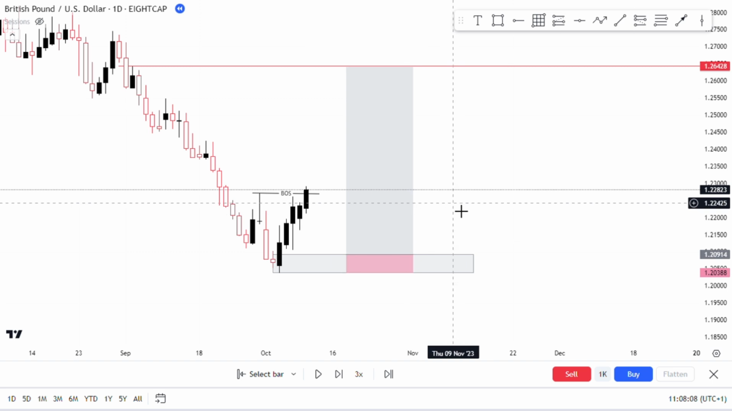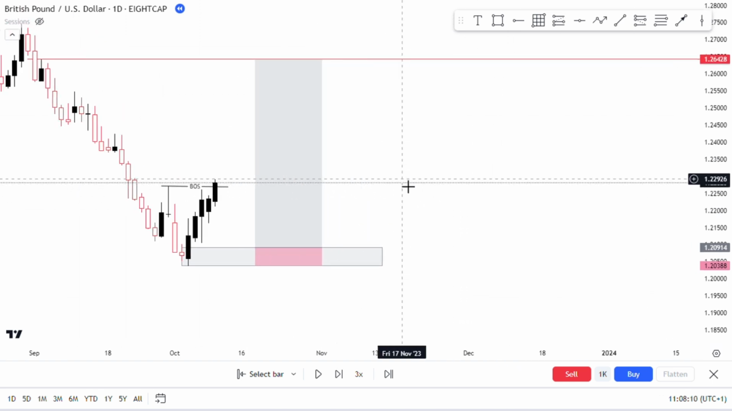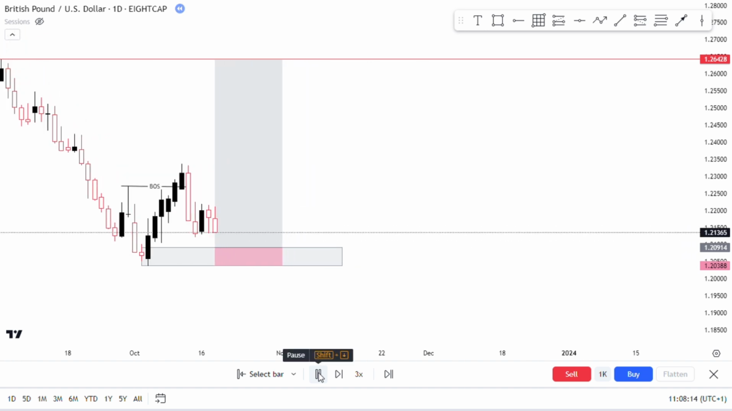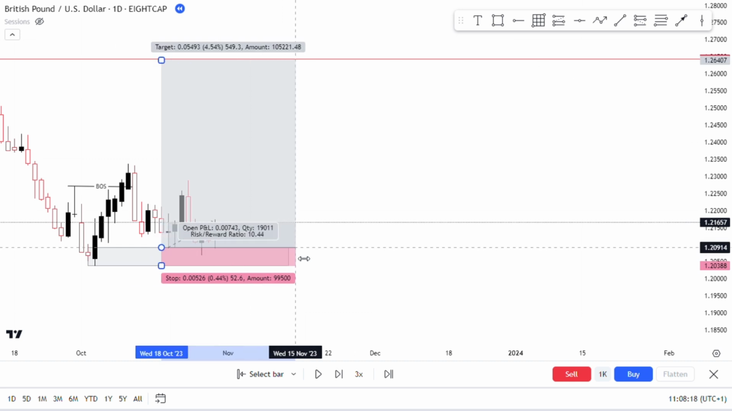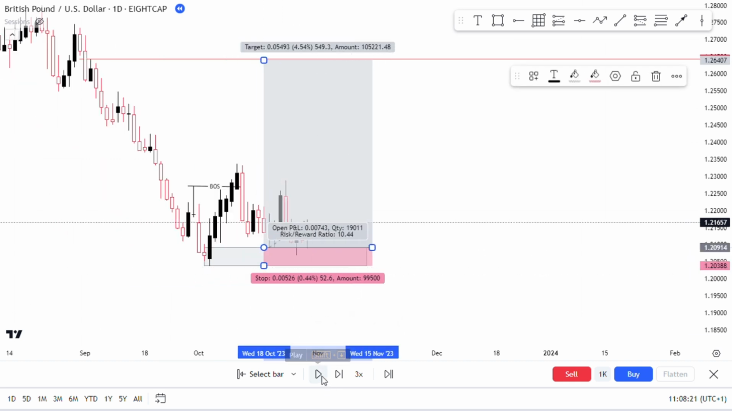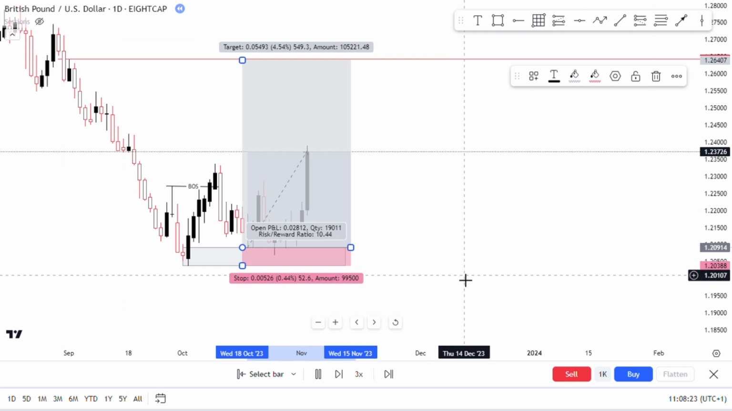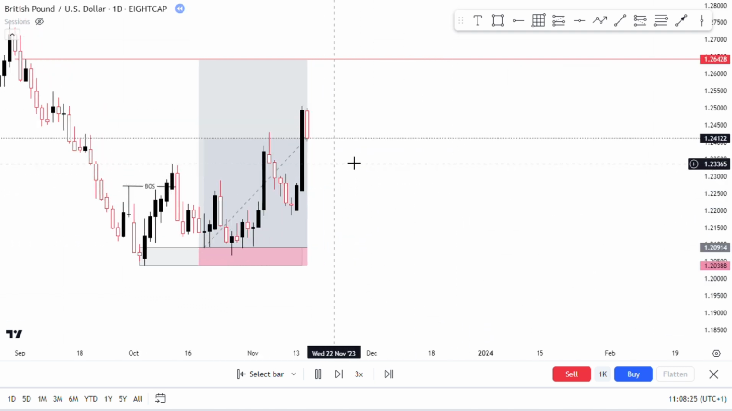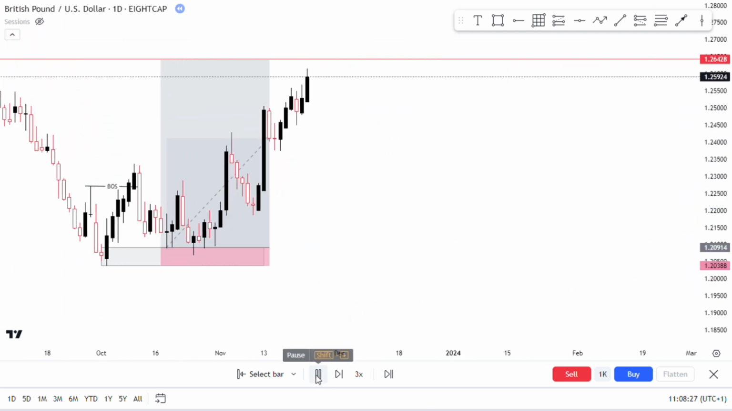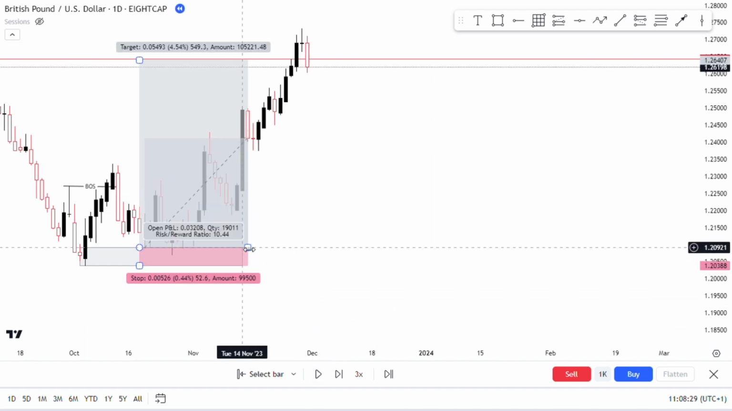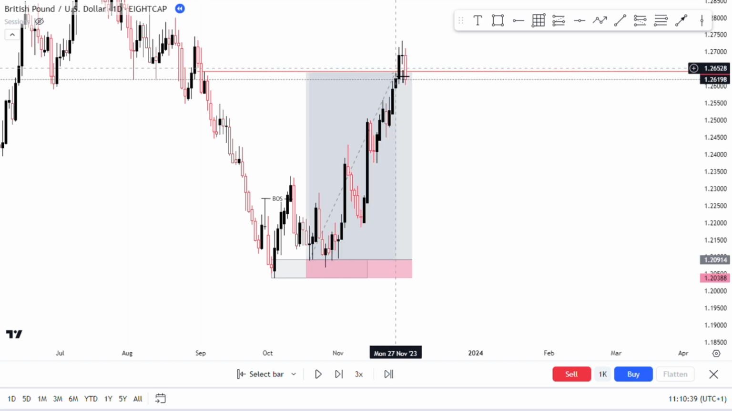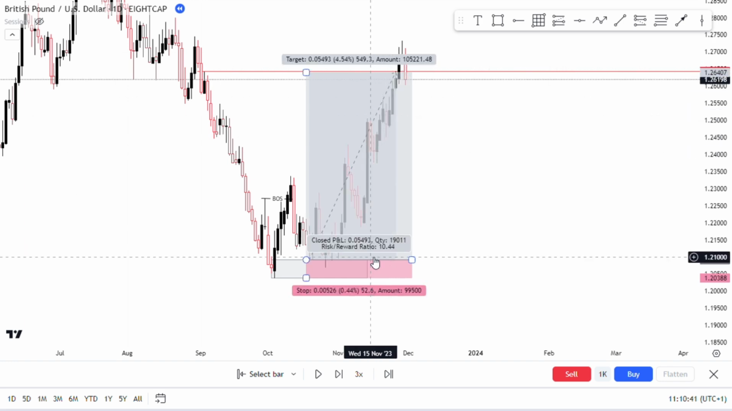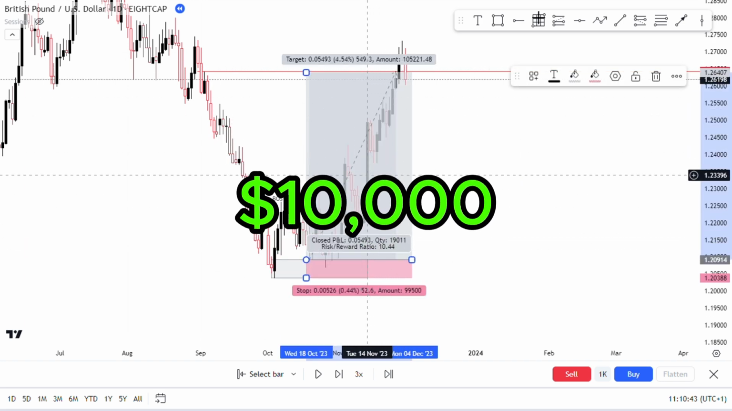So let's just see how this one goes, and then let's see how it plays out. So let me just play it. You can see price tap into our entry and then come back to tap into it again, and then price started going on a bullish trend. You can see price moving and then eventually hit our take profits. So right now the price ended up getting to our take profits, and if you risk $1,000 for this particular trade, you're going to make $10,000 in return.